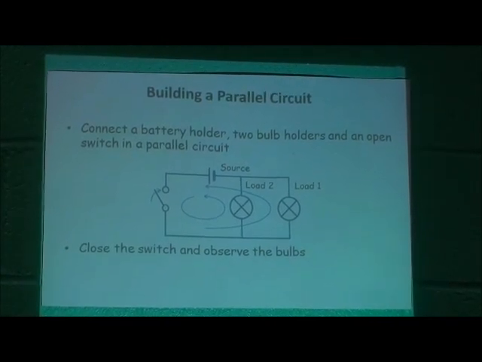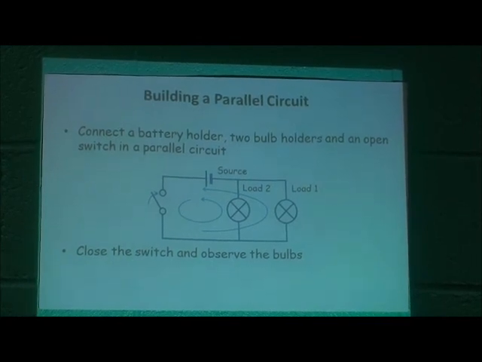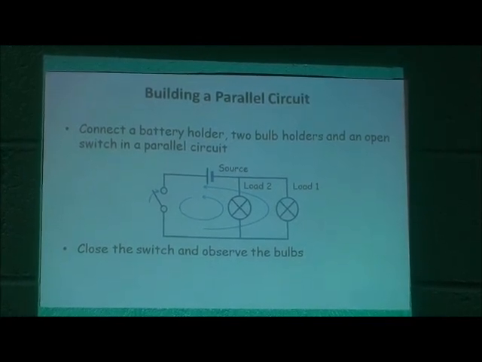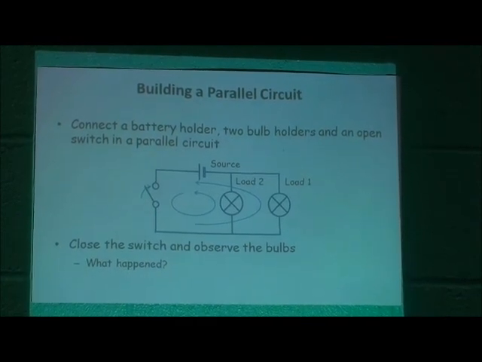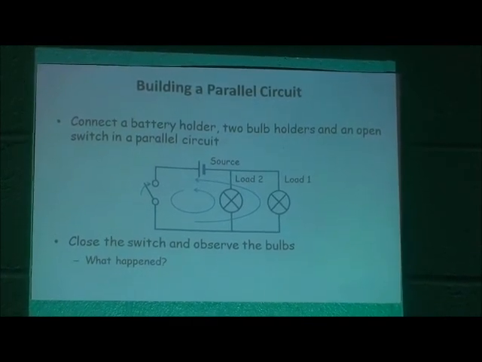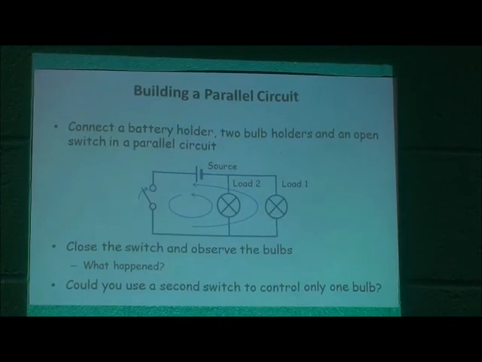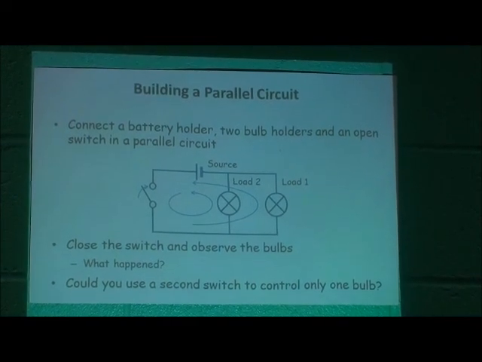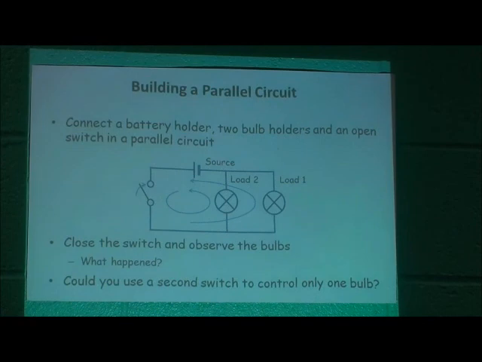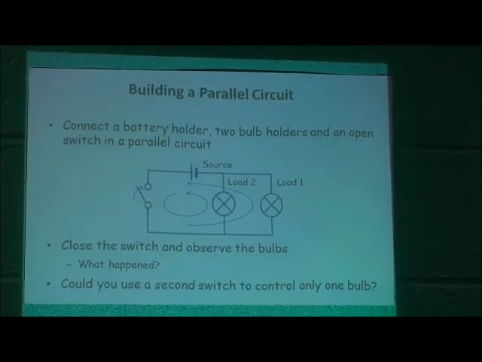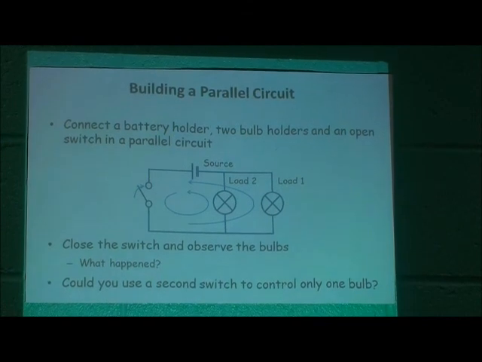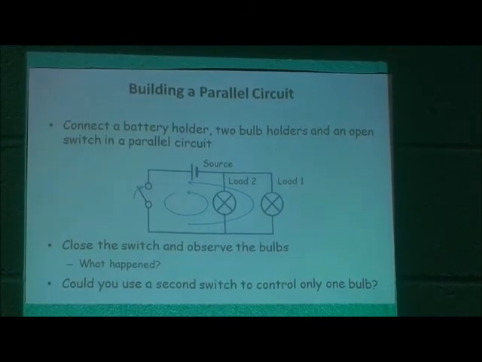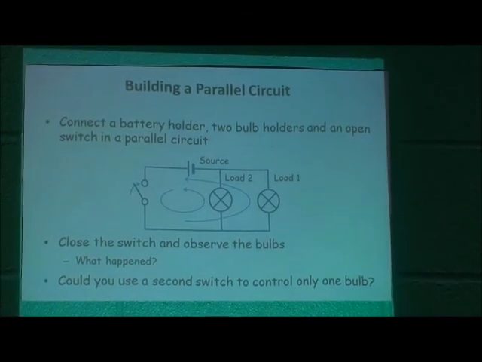So then we ask them to close the switch and observe the bulbs. Now what should happen in this case, we ask them what happened. They should now see the bulbs being brighter again. A kind of peripheral question is whether a second switch could control only one of the bulbs. And we let them talk about, number 1, is the answer yes or no? And number 2, if the answer is yes, where would they put that switch?